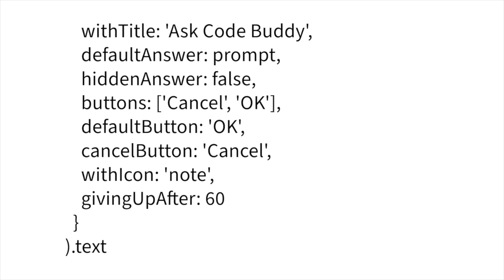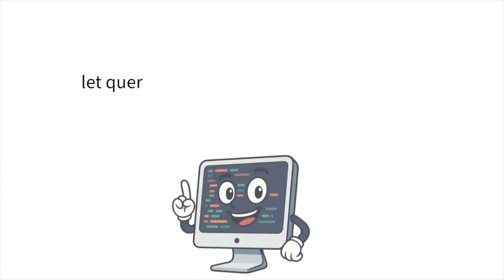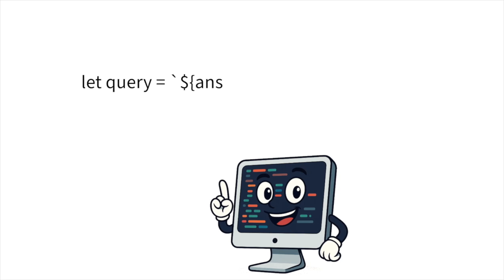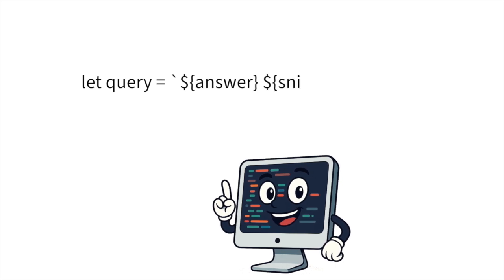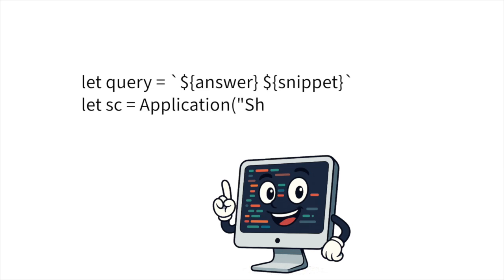Constructing the query: let query equals answer.snippet. What it does: combines the user's edited prompt with the code snippet. Why it's useful: this is the text that will be sent to ChatGPT, so it's critical that it includes both your question and the code.